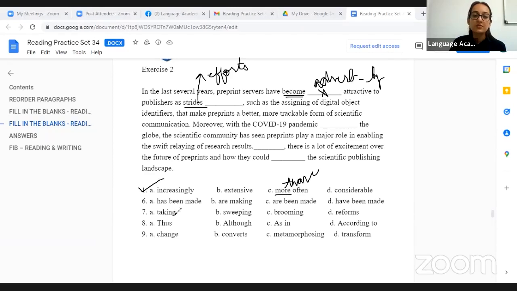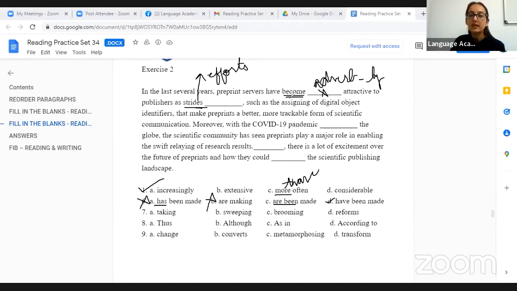So if we look at the options, has comes with singular, but strides is a plural word, so we cannot put has, we need have in that case. If we say strides are making, that will mean steps are making. So steps are making is wrong. Steps cannot make anything, but we take the steps. So are making is wrong, are being is wrong English. The only correct answer therefore is have been made. This could be understood as steps have been taken. So for steps, we use the verb take. For strides, we use the verb make. But the understanding is the same way.